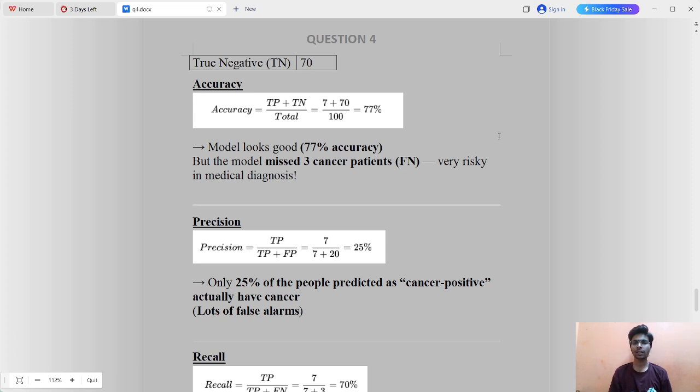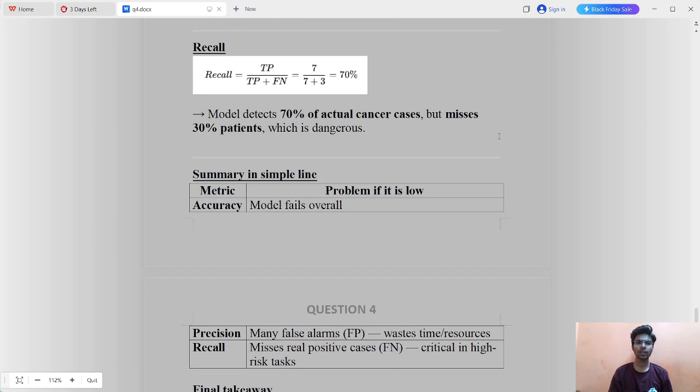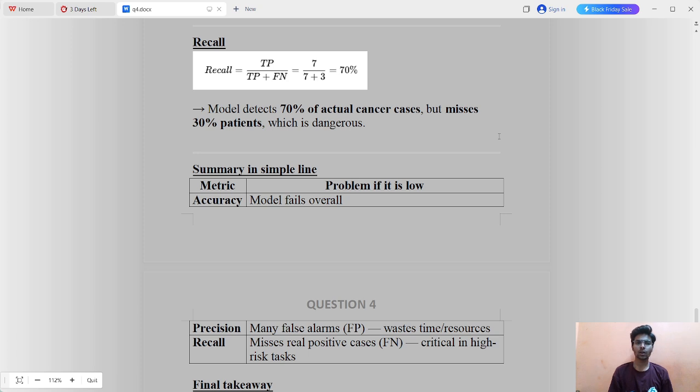But the model missed 3 cancer patients, FN, very risky in medical diagnosis. Precision. Precision is equal to 25%: of the people predicted as cancer positive, only 25% actually have cancer, lots of false alarms. In recall, the model catches 70% of actual cancer cases but misses 30% of patients, which is dangerous.